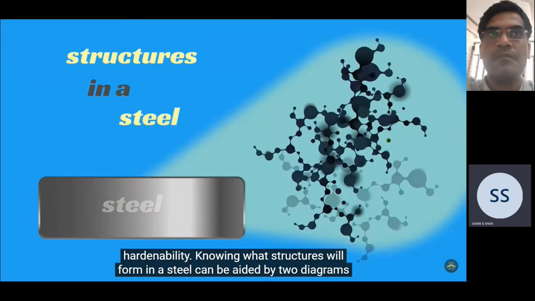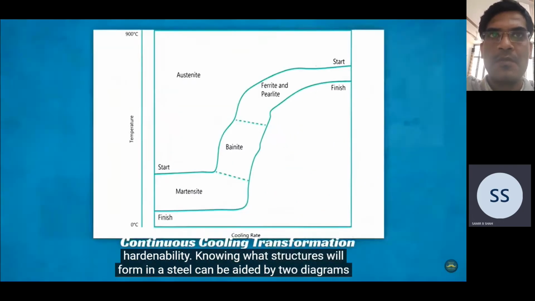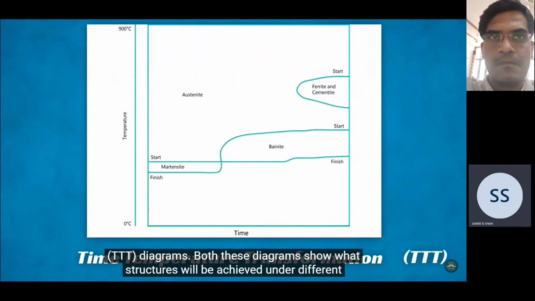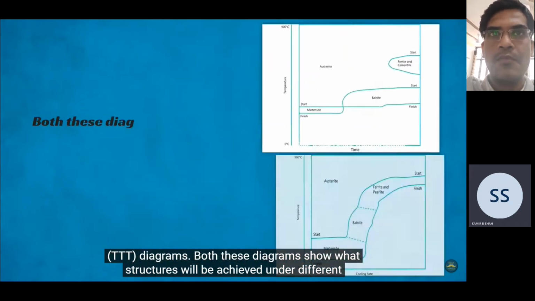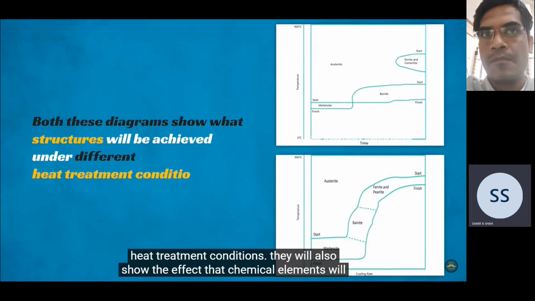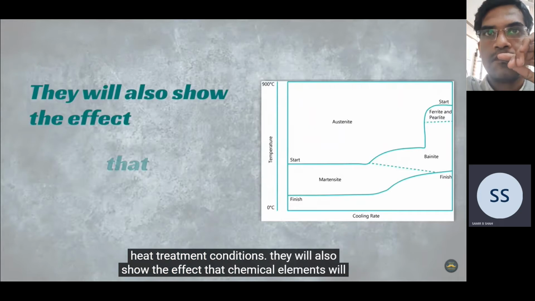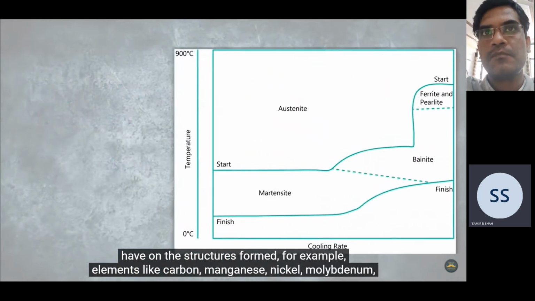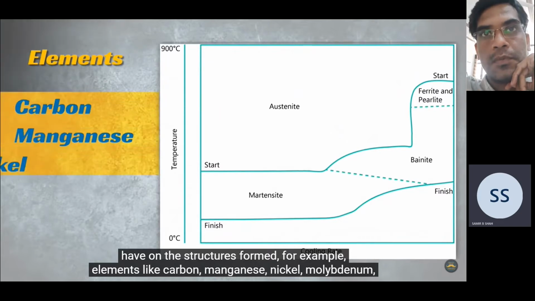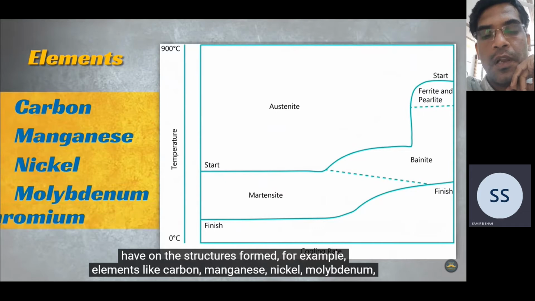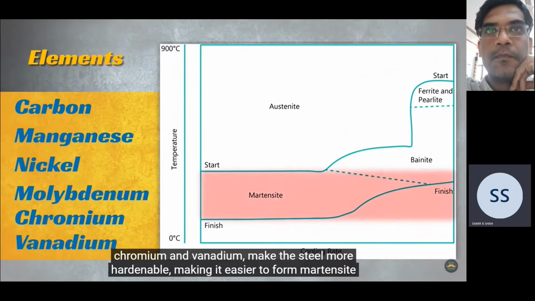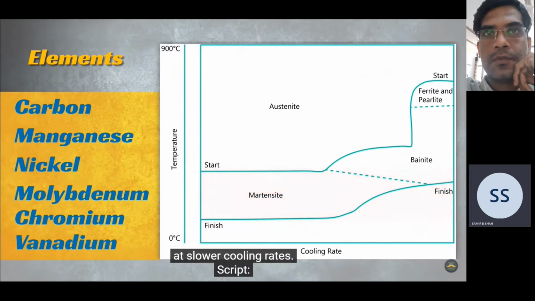Knowing what structures will form in a steel can be aided by two diagrams called the continuous cooling transformation and time temperature transformation diagrams. Both these diagrams show what structures will be achieved under different heat treatment conditions. They will also show the effect that chemical elements will have on the structures formed. For example, elements like carbon, manganese, nickel, molybdenum, chromium and vanadium make the steel more hardenable, making it easier to form martensite at slower cooling rates.